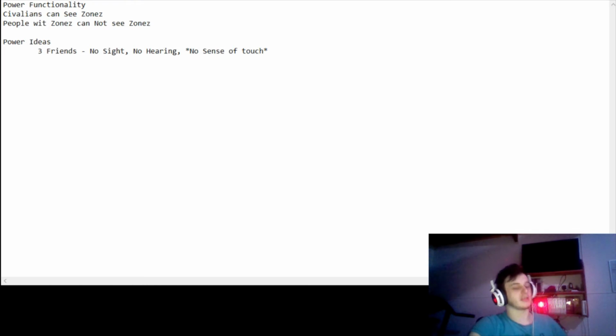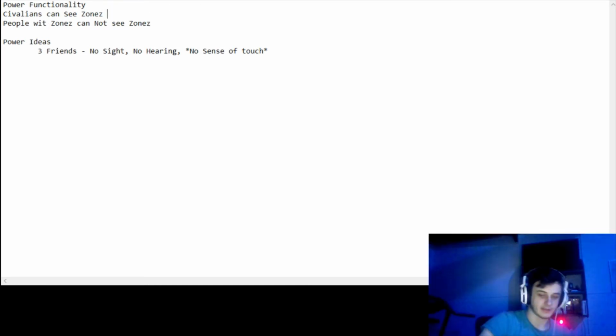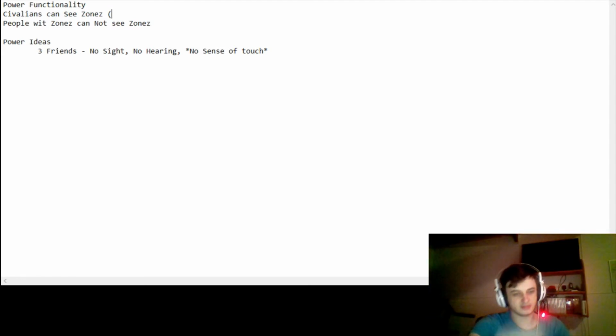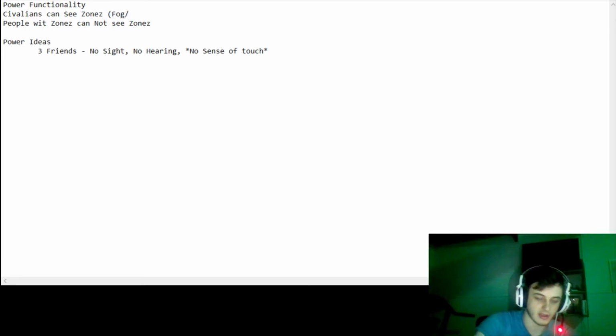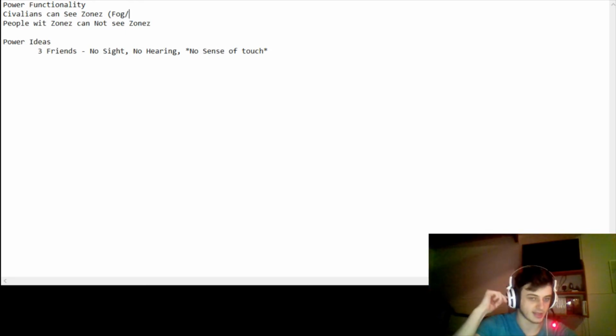Now, the whole idea behind this was that nobody knows when another person's zone is being activated on them. You only really know when your own zone is activated, because it's just an extension of you. Whereas civilians see it as a kind of seeping mist. Whenever a zone activates, a mist or a fog spreads out through the area, and it's very dense and obscures vision.